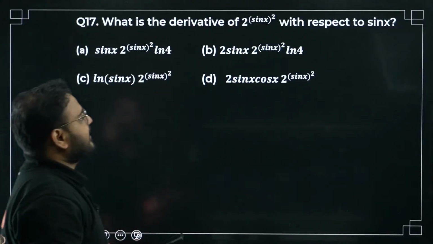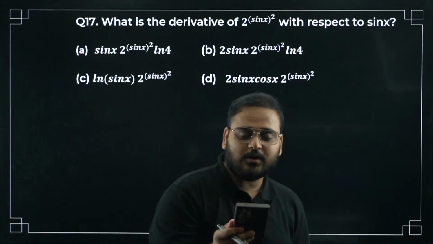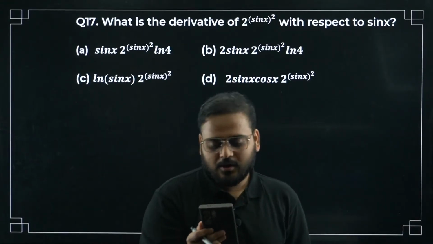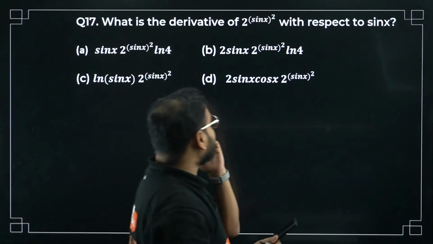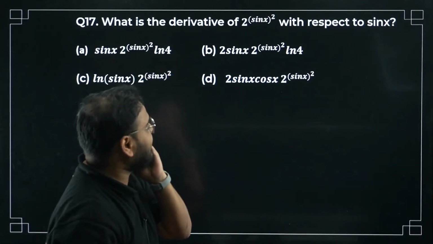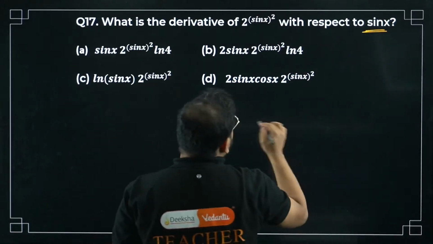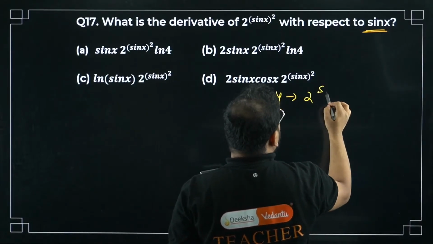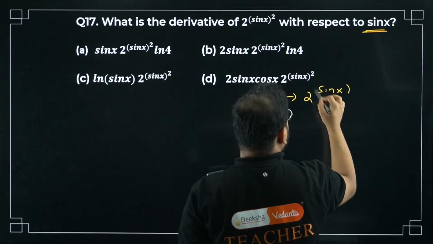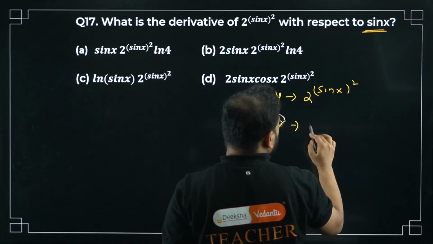Moving on to the last question of the day. Giving me the right answer is Sohan, very good Sohan, answer is D, correct. Now answer question number 17: the derivative of 2 power sin x the whole square with respect to sin x. Not with x, with sin x. Take y as 2 power sin x the whole square, and sin x you can take as p, not a problem.